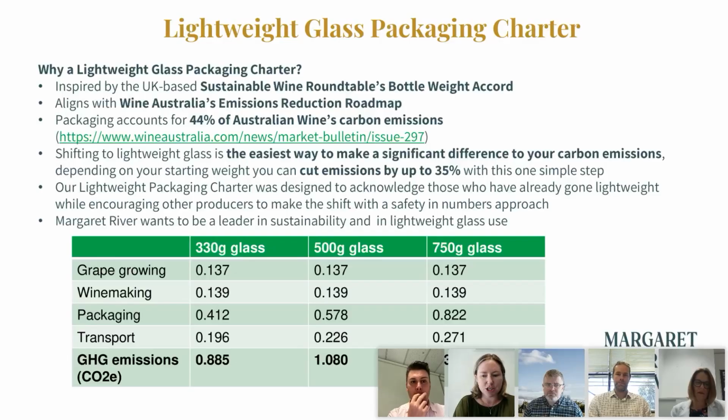Our lightweight glass packaging charter was also designed to align with Wine Australia's emission reduction roadmap, where the increased use of lightweight bottles is one of the key initiatives towards emissions reductions in our industry. But above all, for us, going lightweight is a very simple way to substantially cut emissions of the life cycle of your wine. You can cut it by up to 35%, which is hugely significant. And overall, it'll save money for the producer, which is especially important for our region right now. And any business can do it.